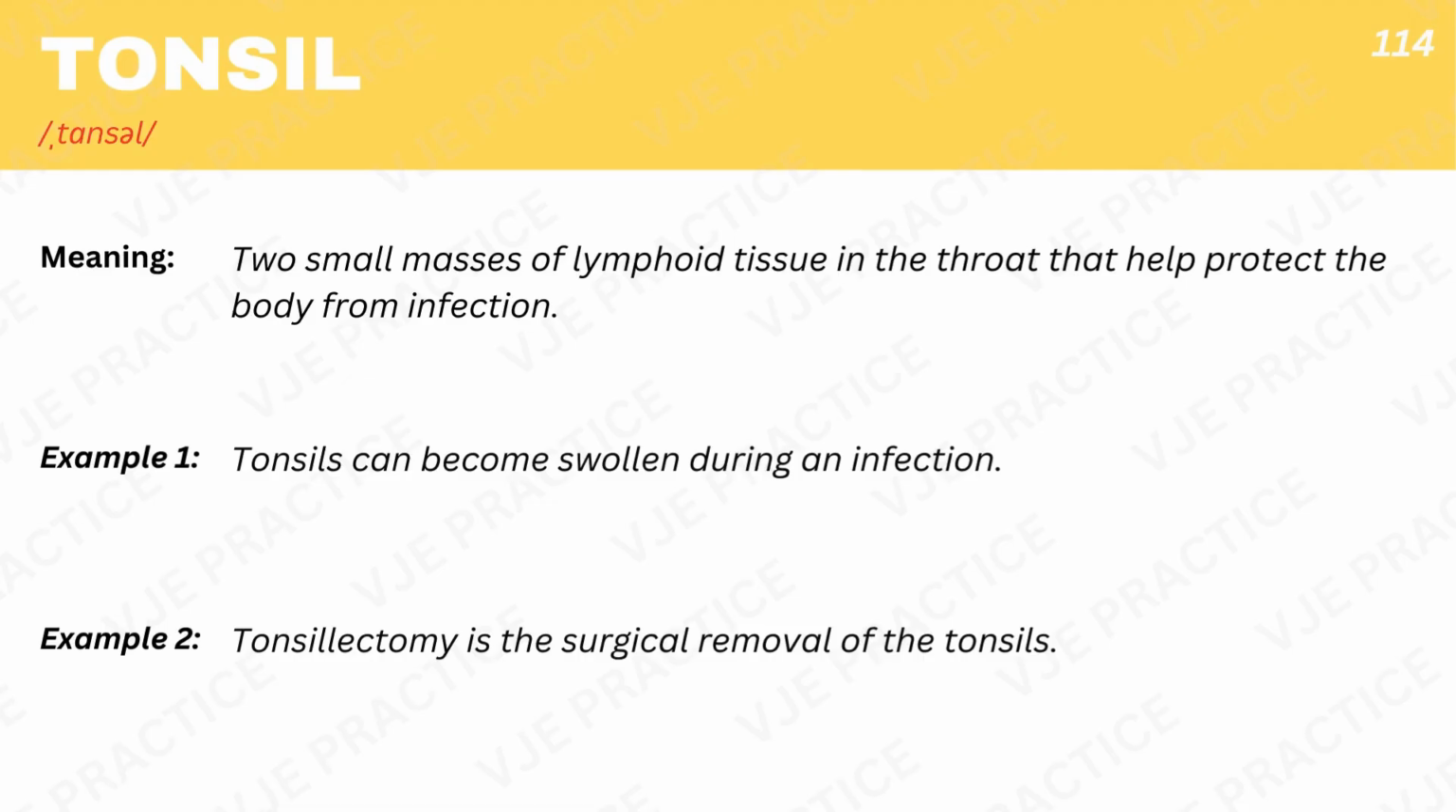Tonsil, two small masses of lymphoid tissue in the throat that help protect the body from infection. Example 1. Tonsils can become swollen during an infection. Example 2. Tonsillectomy is the surgical removal of the tonsils.